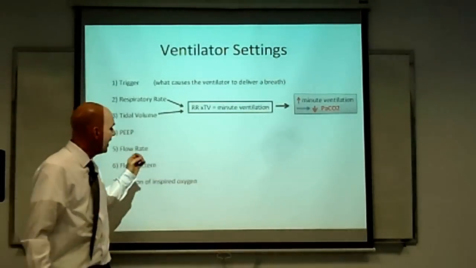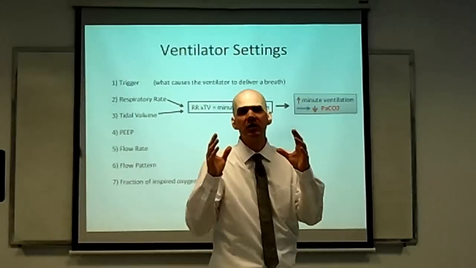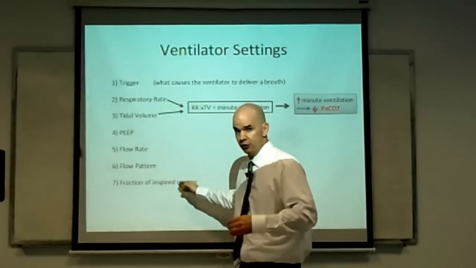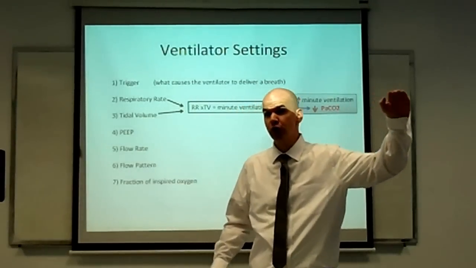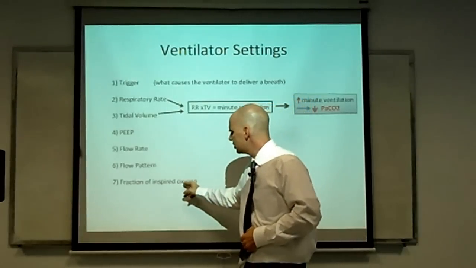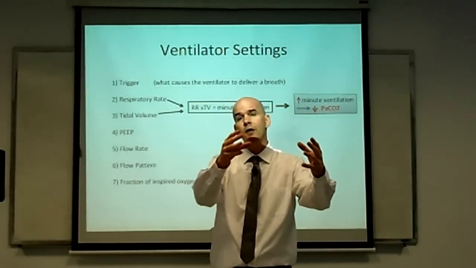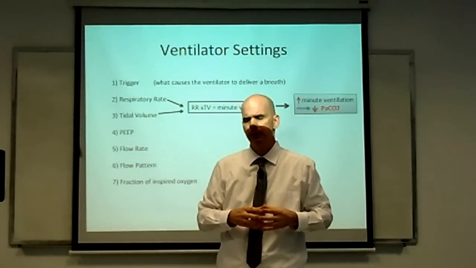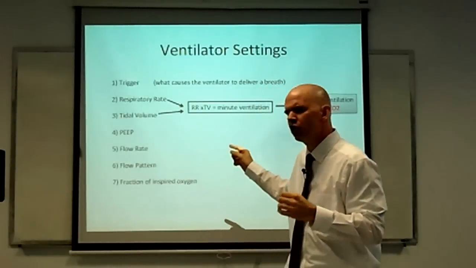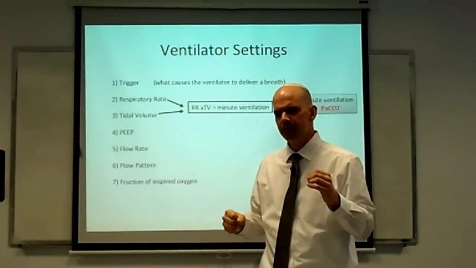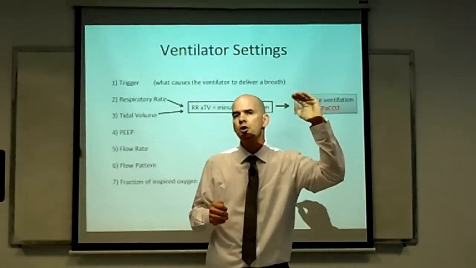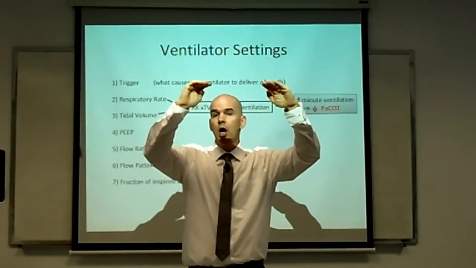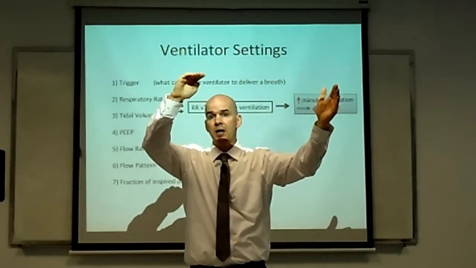Finally, the last setting we have is fraction of inspired oxygen, or FiO2. And this is the key way that we have to control oxygenation, to keep the O2 up. Now, fraction of inspired oxygen is basically just, of the air that the machine is delivering, what percentage of that is oxygen? As far as our strategy goes, we're generally going to start out at 100% fraction of inspired oxygen to try to get the patient's arterial oxygen level up to target as rapidly as possible.